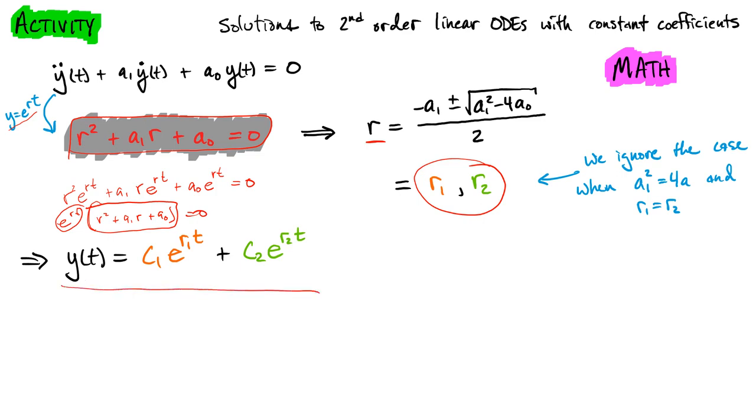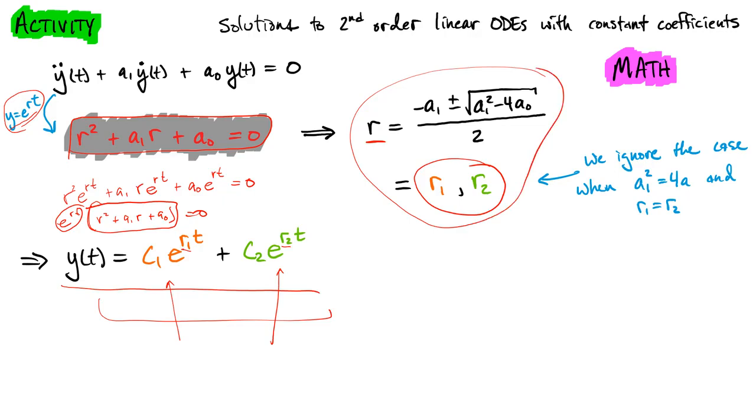So that means that, yes, y equals e to the rt is a solution, but specifically the complete solution looks like this, and it has two pieces: one where the exponent is specified by r1, and one where the exponent is specified by r2. And so r1 and r2 are related to a1 and a0 like this.